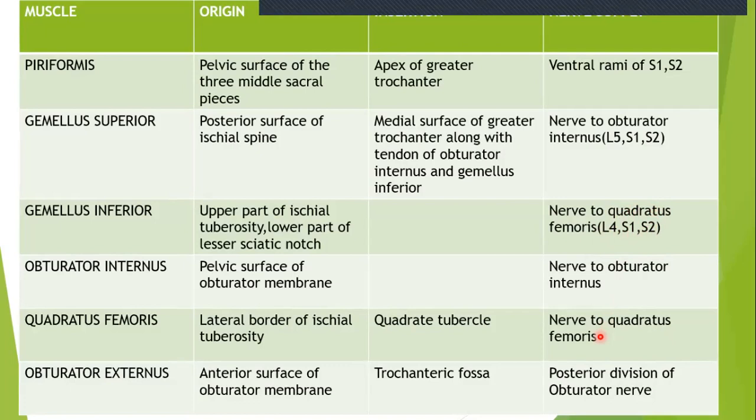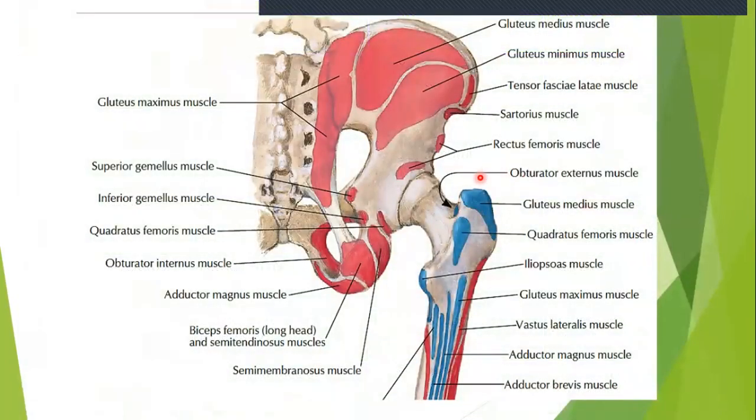So, sorry for that. That is the nerve to quadratus femoris. Then obturator externus originates from the anterior surface of the obturator membrane, inserts into the trochanteric fossa, and is innervated by the posterior division of the obturator nerve. Now let me show you where these muscles originate from.